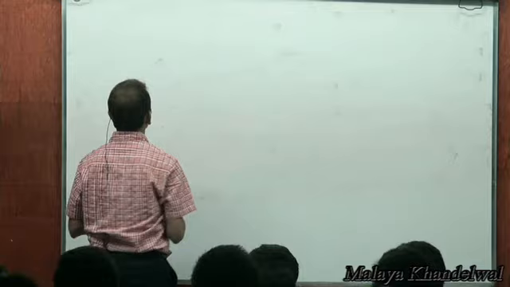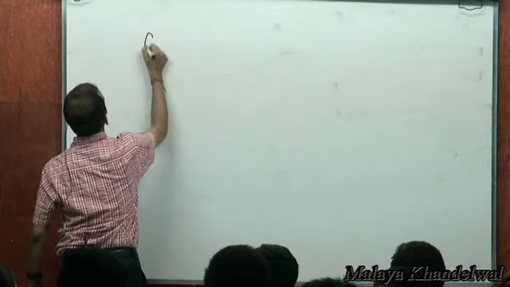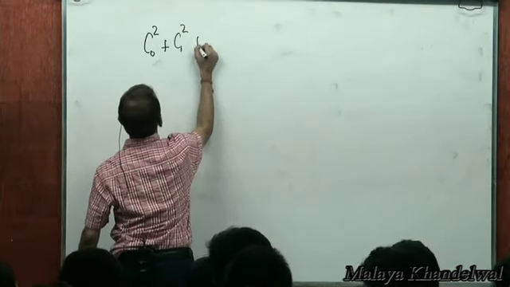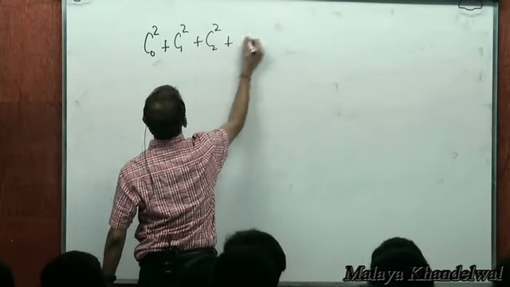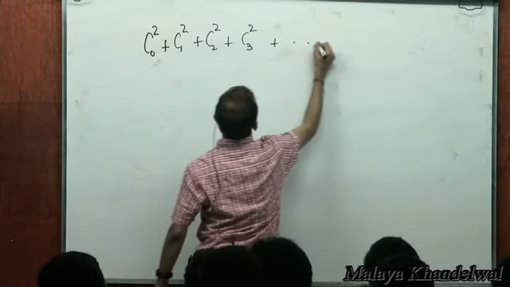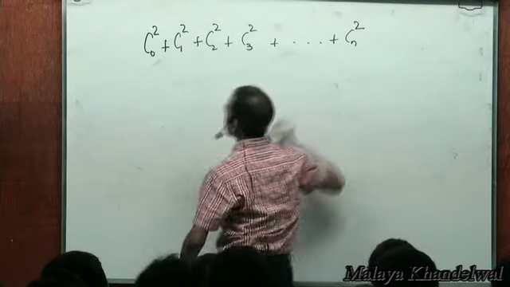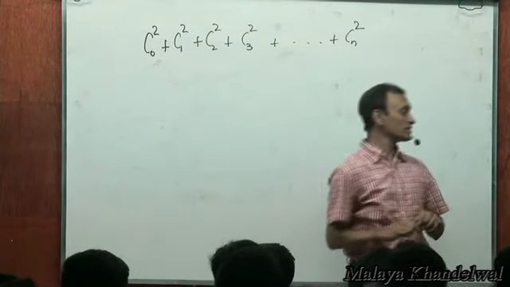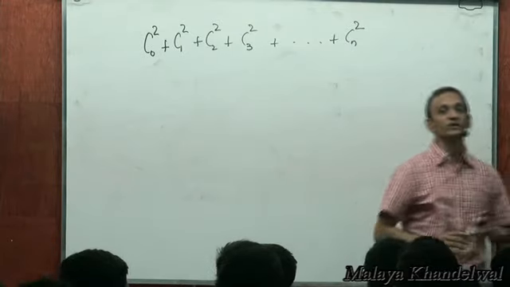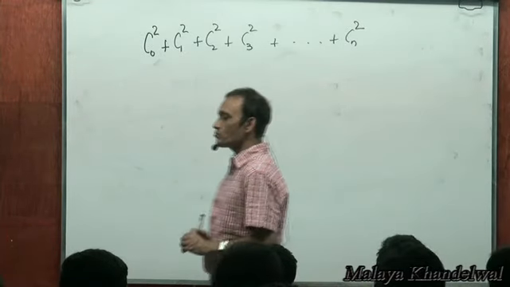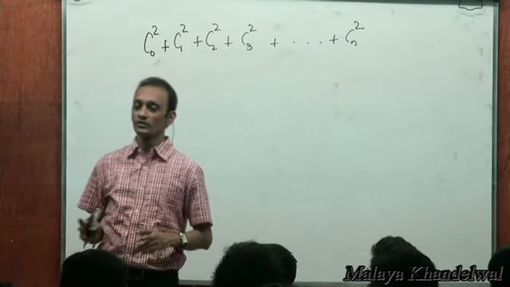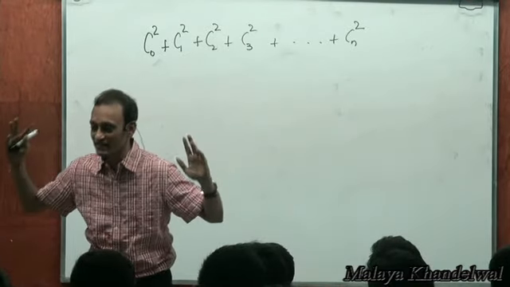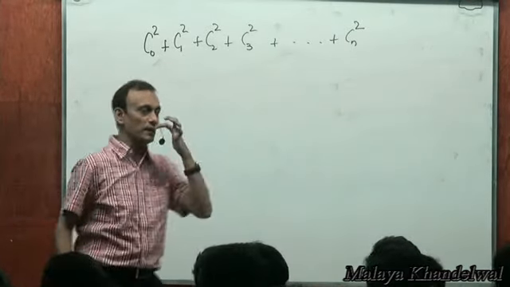there are times you would have to deal with something like C0 squared plus C1 squared plus C2 squared plus C3 squared plus Cn squared. In all these cases, first thing that you do is close your eyes, open them and write 1 plus x power n. Write the expansion of 1 plus x power n.